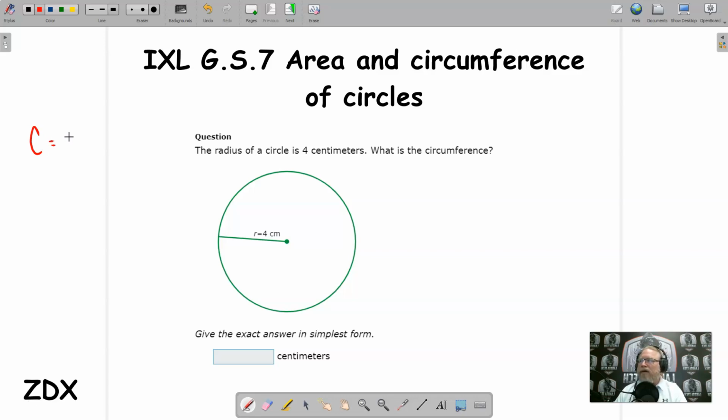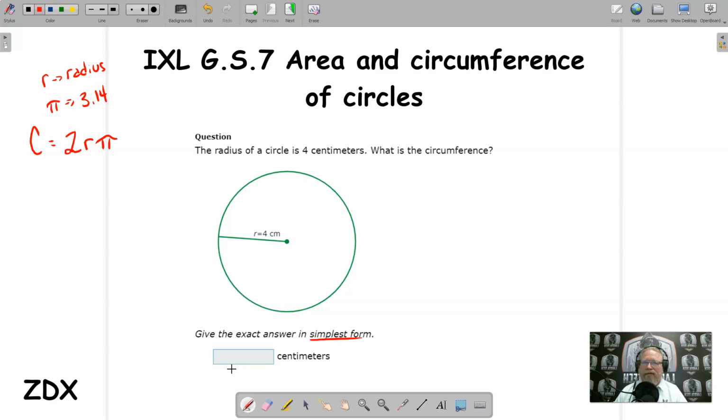Well, the formula for the circumference is 2r pi, where 2 is part of the equation. The r is the radius, and pi, well, it actually has a numerical value, and for many of the IXL activities they're going to want you to use 3.14. However, for this activity it says give the exact answer in simplest form, and simplest form is actually using the value of pi.